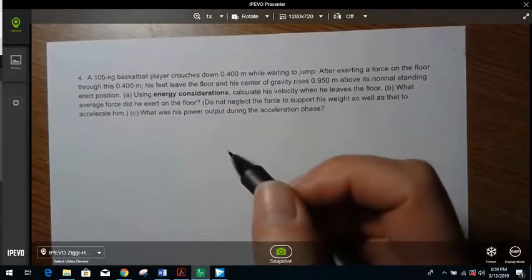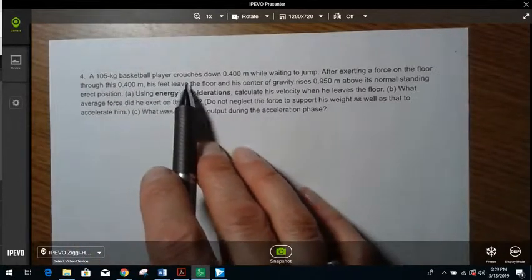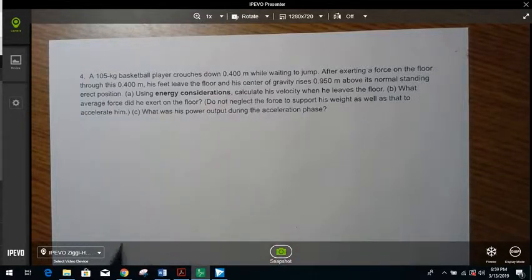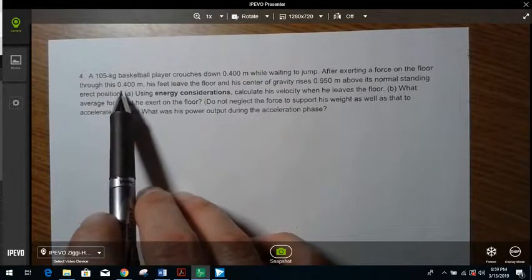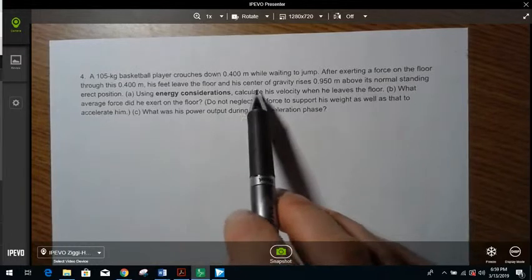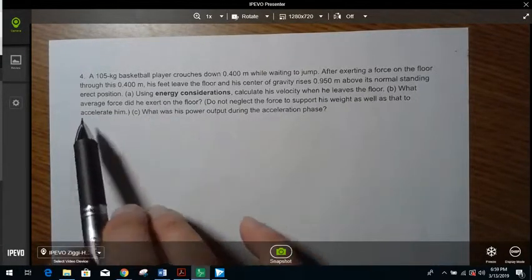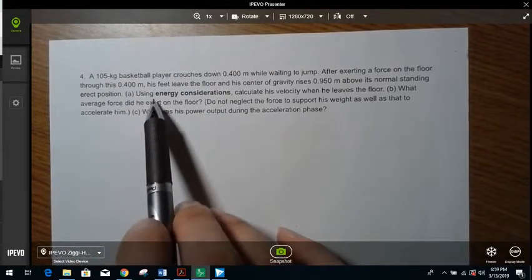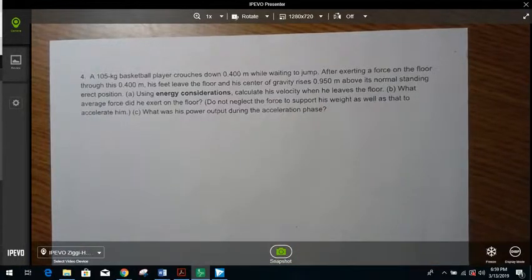Number 4. A 105 kilogram basketball player crouches down 0.400 meters while waiting to jump. After exerting a force on the floor through this 0.400 meters, his feet leave the floor and his center of gravity rises 0.950 meters above its normal standing erect position. A. Using energy considerations, calculate his velocity when he leaves the floor.